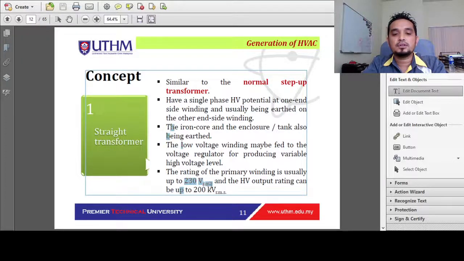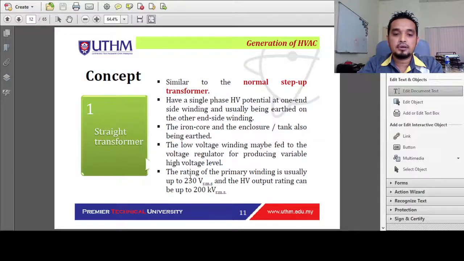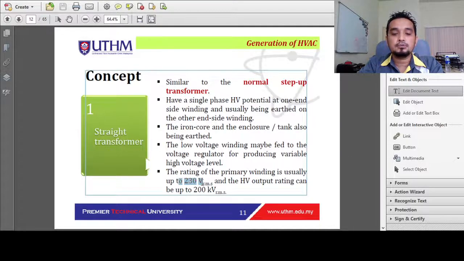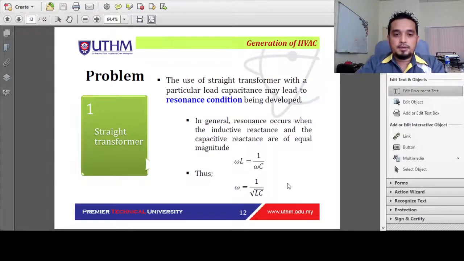This is 240 volt, a normal plug that we can plug the transformer into, because the straight transformer is a simple transformer. It's not a power transformer. It's just a testing transformer that is used in the lab, and that's why the incoming or the input rating is up to 230 volt.